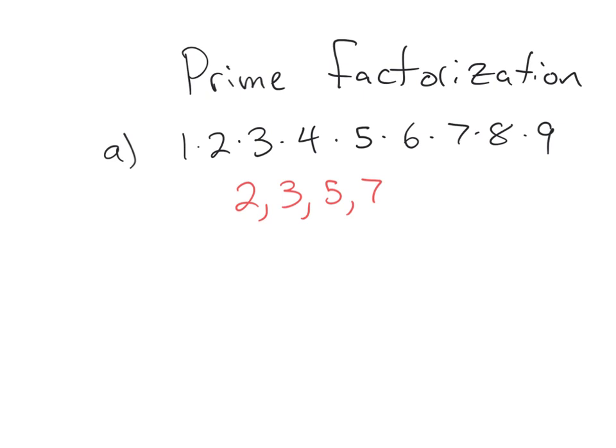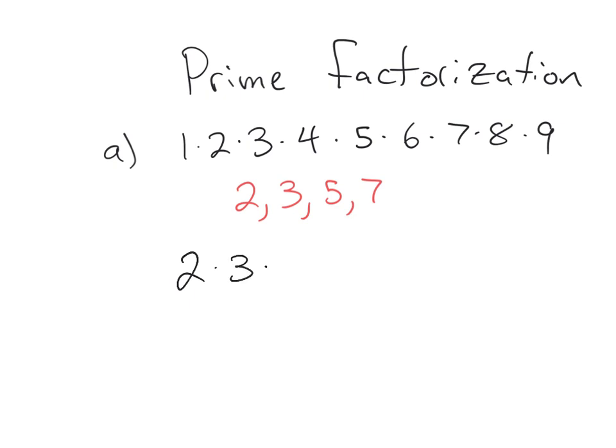I'm going to first of all ignore the 1 because it's not included in prime factorization. It's not prime, so it's just going to get tossed aside. For the rest of the numbers, I'm either going to write down what they are if they are prime, or I'm going to split them up into their prime factorization. So 2 is prime, I don't need to do anything with it. 3 is prime, I don't need to do anything with it.